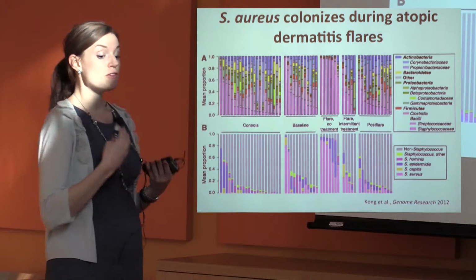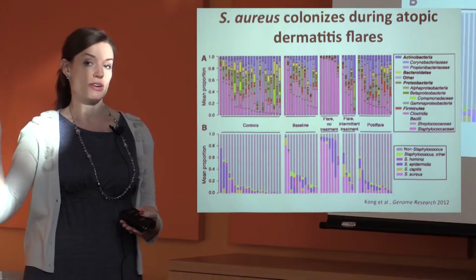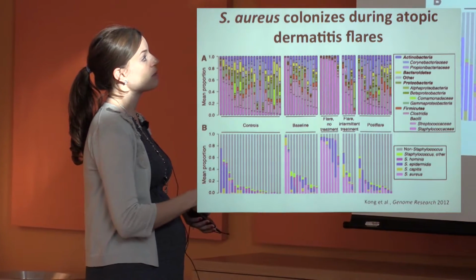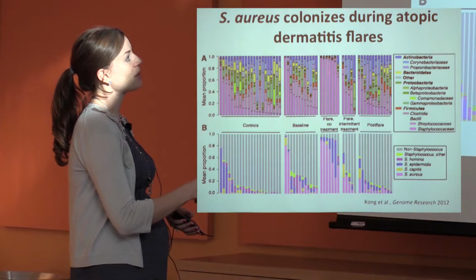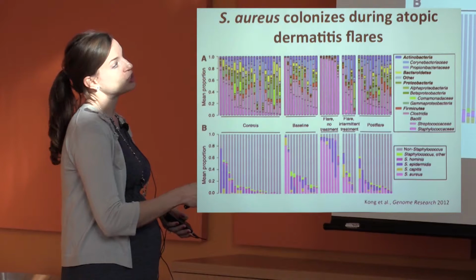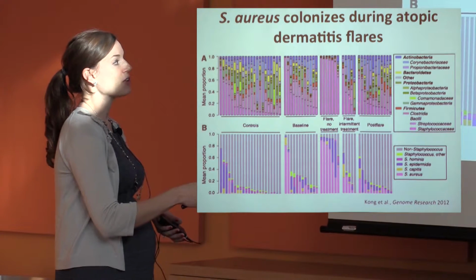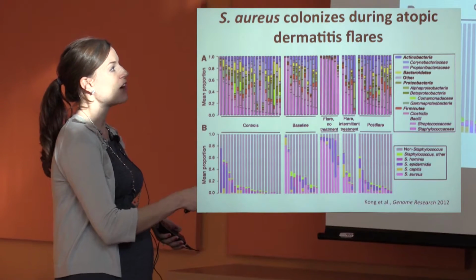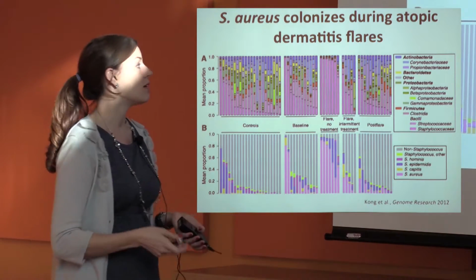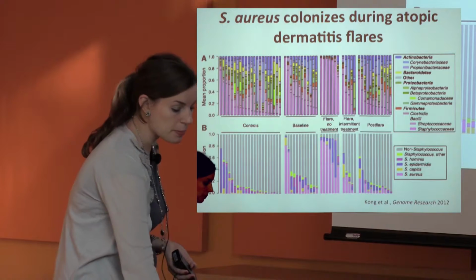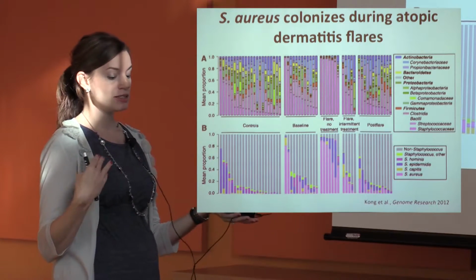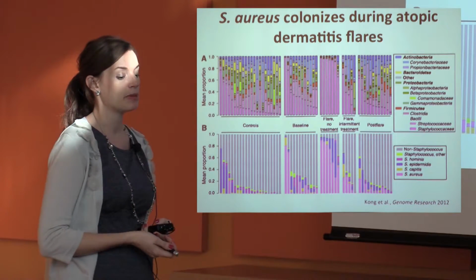And we found that the flare coincided with the huge increase in Staphylococcus aureus, and that's this pink bacteria here. But when you treated the patients, they had less Staphylococcus aureus, and when the flares finally resolved, then also the Staphylococcus aureus resolves as well. So that points to these changes that are occurring on the skin during atopic dermatitis.